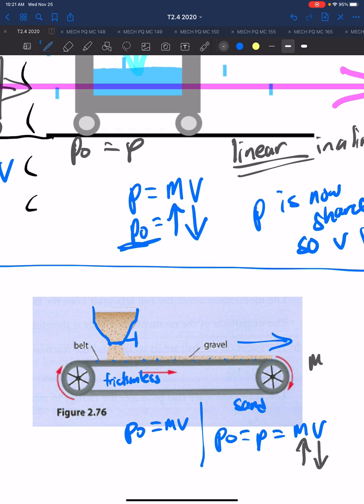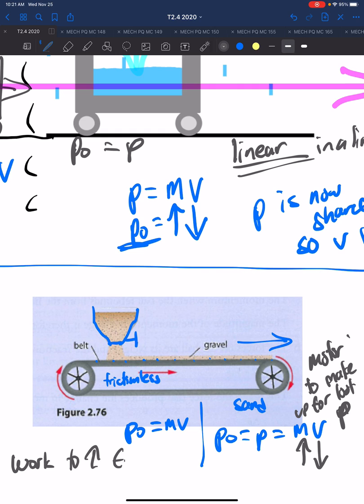So what we need is a motor to make up for the lost momentum. The motor does work to increase the kinetic energy of the sand. Because the kinetic energy was zero, it gives it momentum, it gives it kinetic energy. So the work from the motor goes into increasing the kinetic energy of the sand. And so that is our example of moving cars and conveyors.